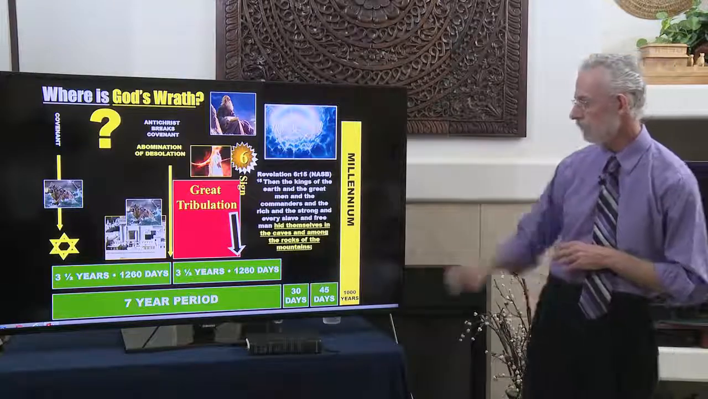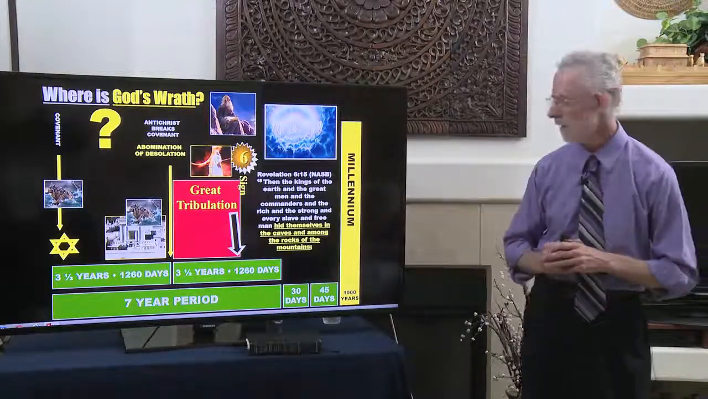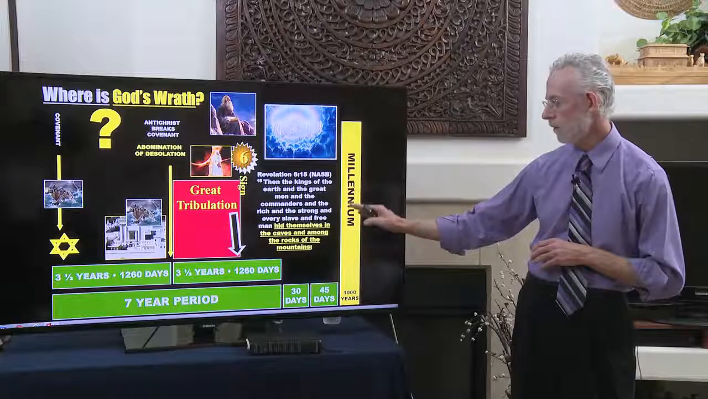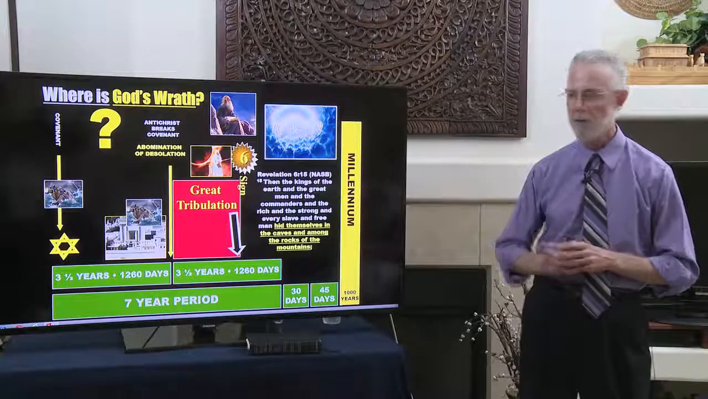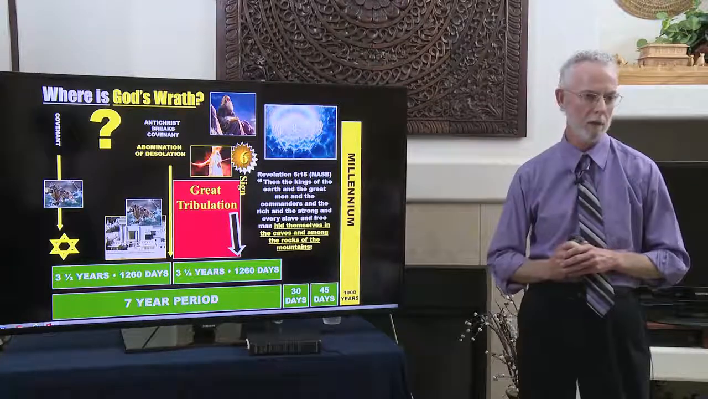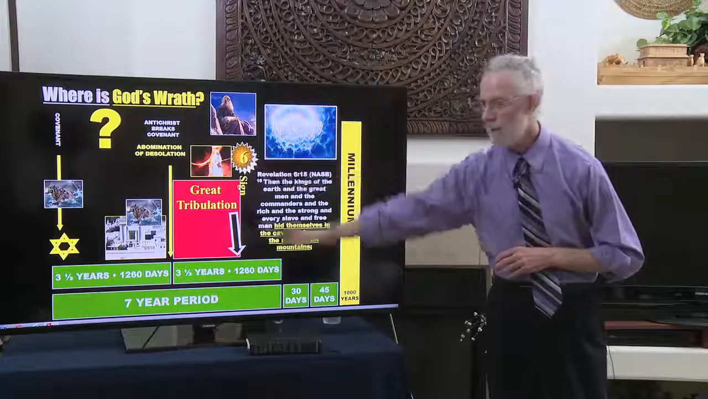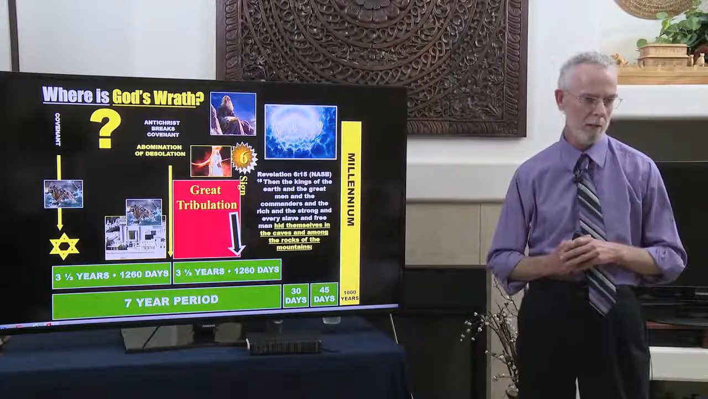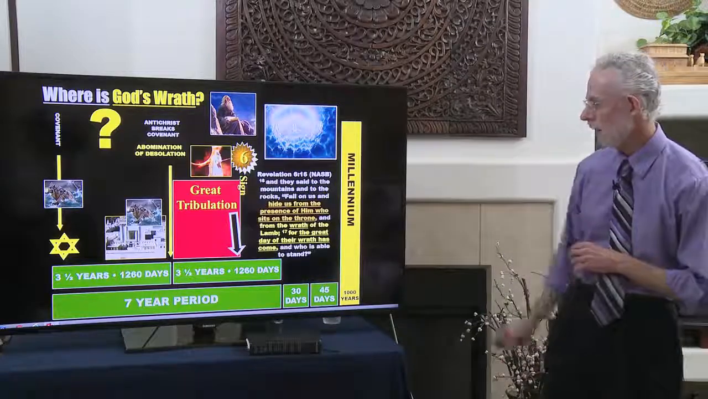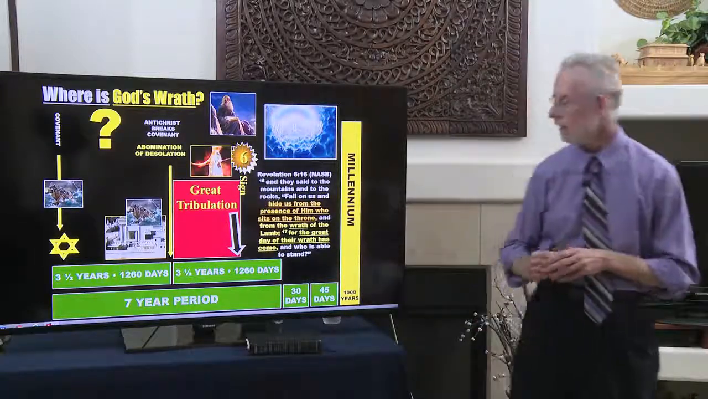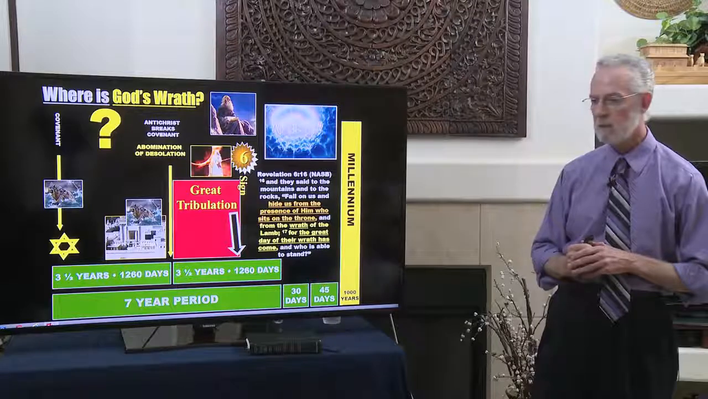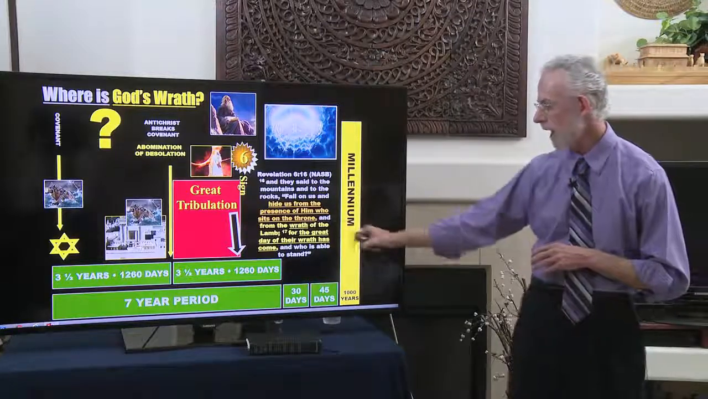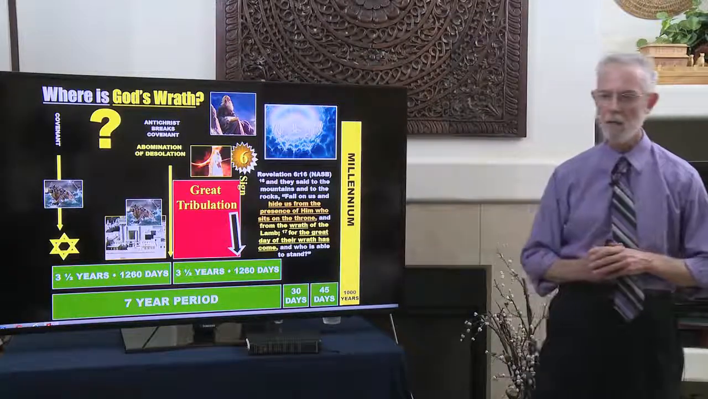And look what happens here. We're told that the kings of the earth and the great men and the commanders and the rich and the strong and every slave and free man, John's telling us that all the people of the earth, the unbelievers, look what they're going to do at this time. They're going to hide themselves in the caves and among the rocks of the mountains. They're going to run and hide. And we're told why. They said to the mountains and to the rocks, fall on us and hide us from the presence of him who sits on the throne and from the wrath of the Lamb, for the great day of their wrath has come.